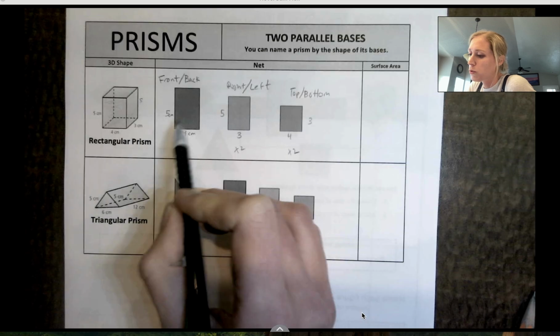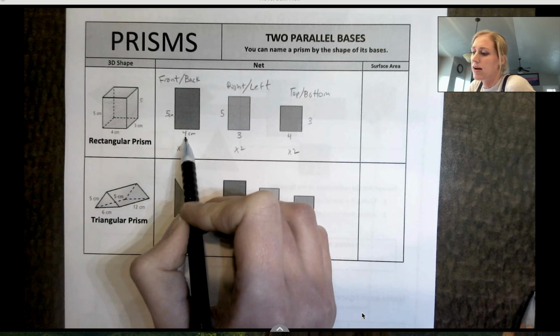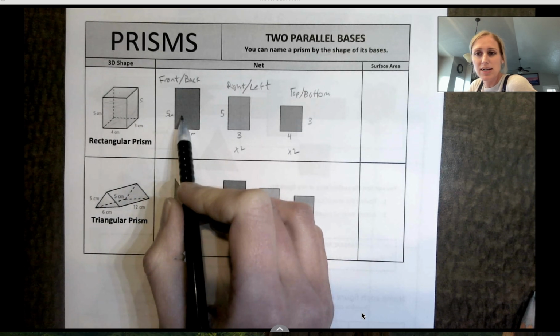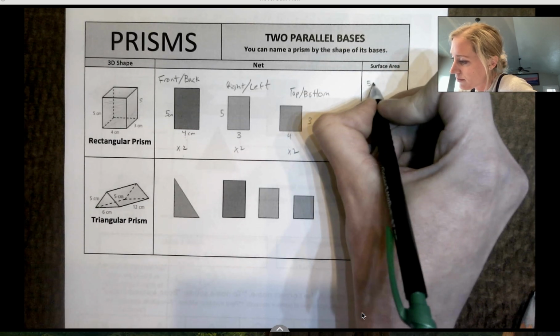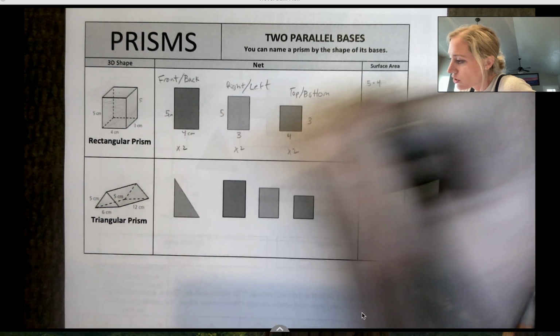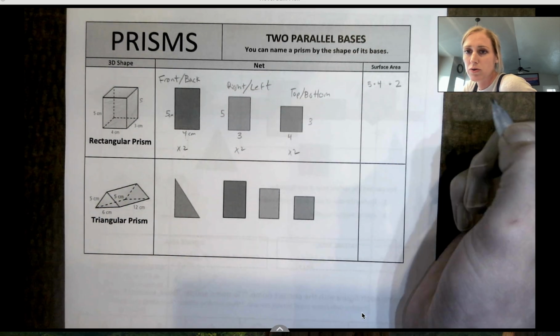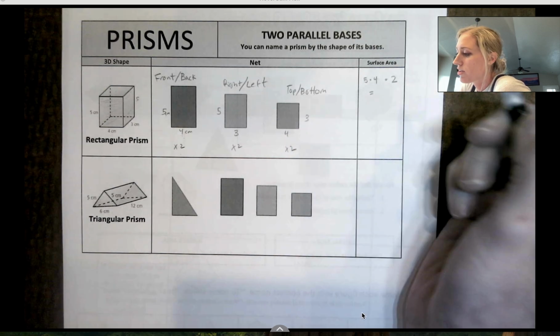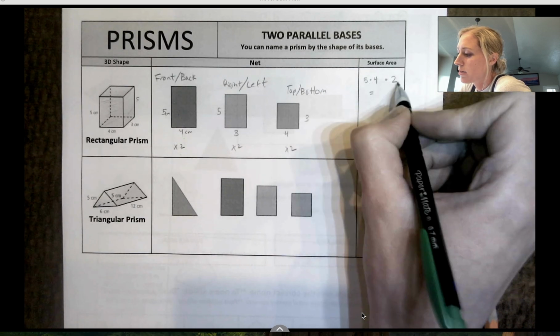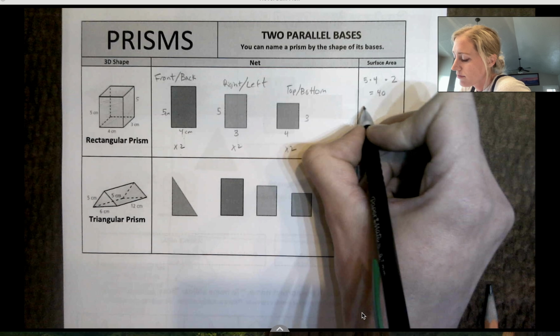So in this one, we have the area of a rectangle, right? It's just base times height. So I'm going to do 4 times 5, and then times 2, because I have 2 of those rectangles, okay?